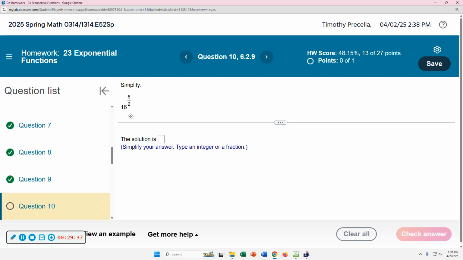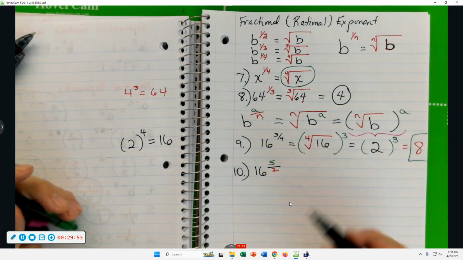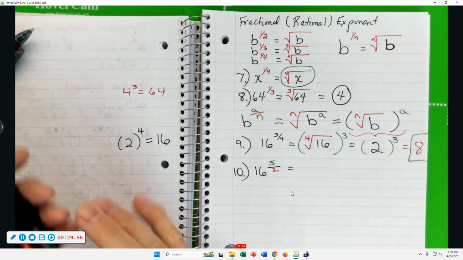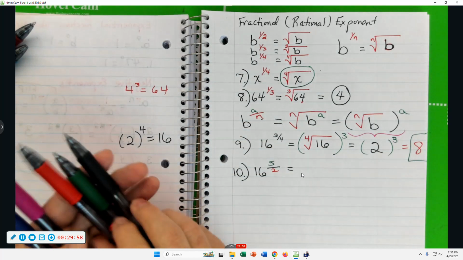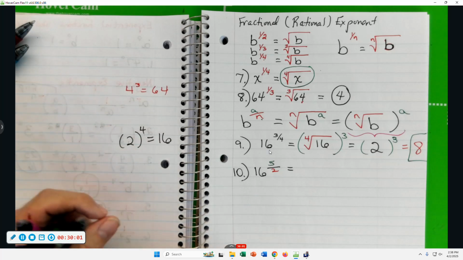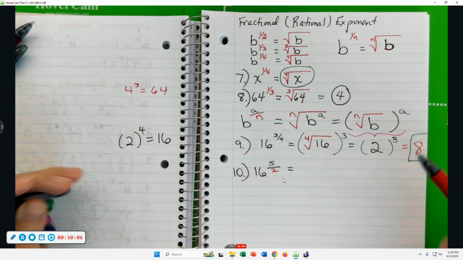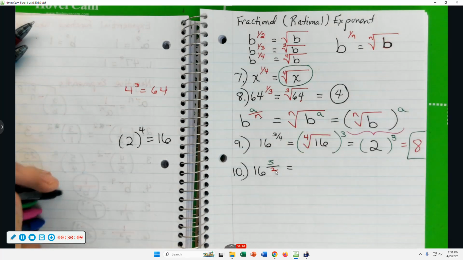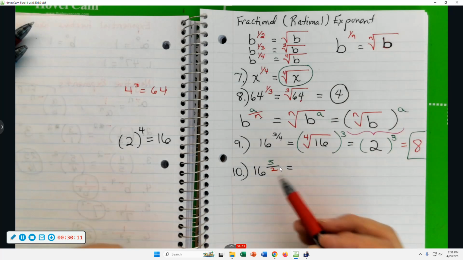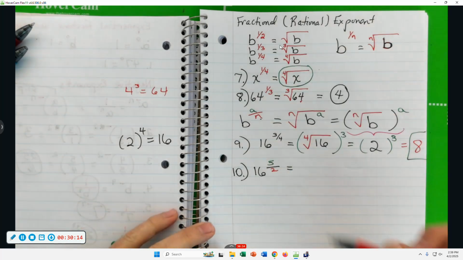16 to the 5/2 power. Oh, that's a good one. 16 to the 5/2. Okay. What sort of radical are we going to have here? What do we look at to decide on the type of radical? The top number or the bottom number? The bottom number. That 2 says we're going to have a square root.